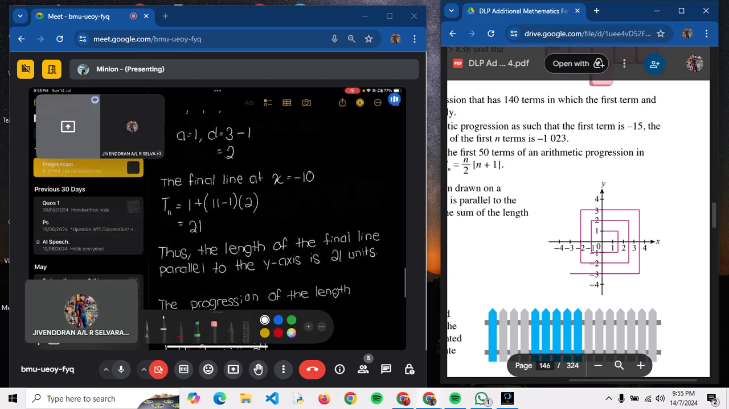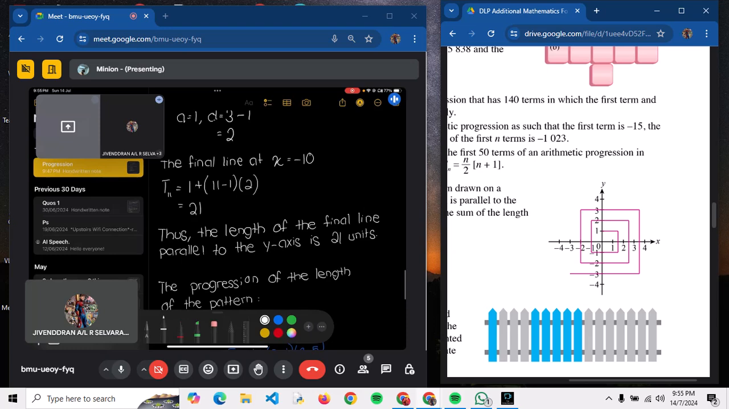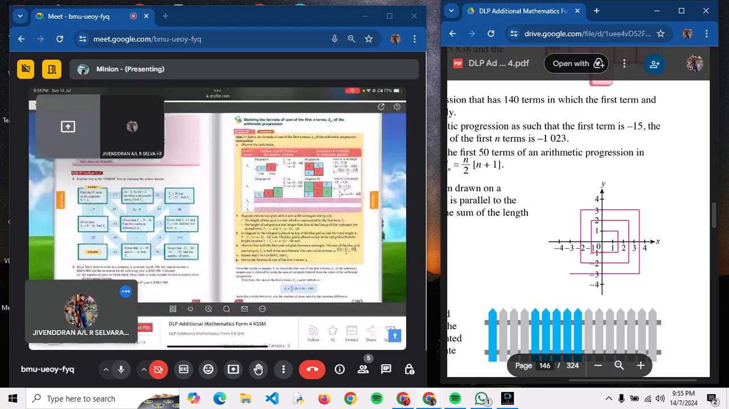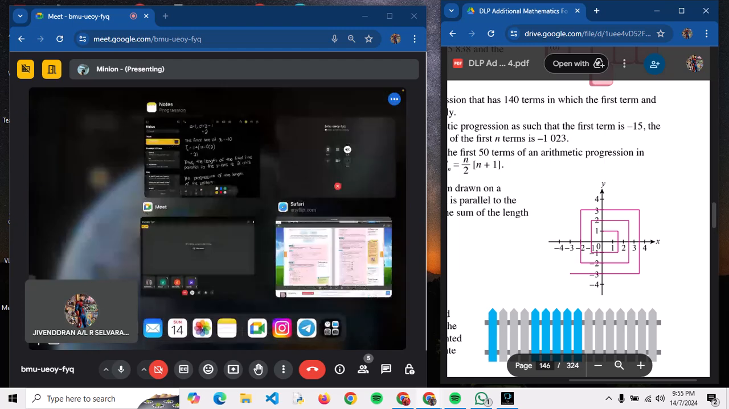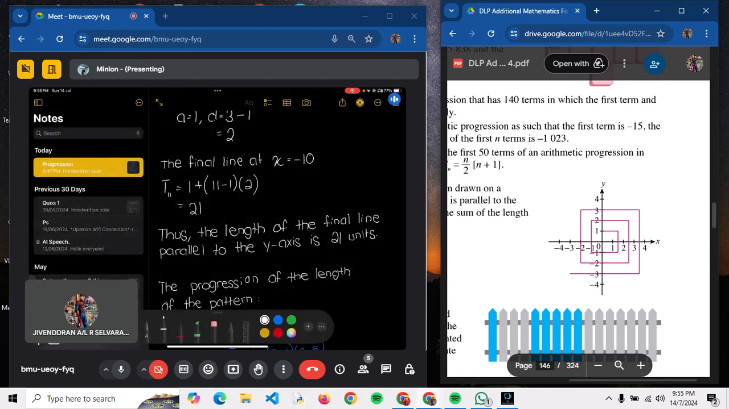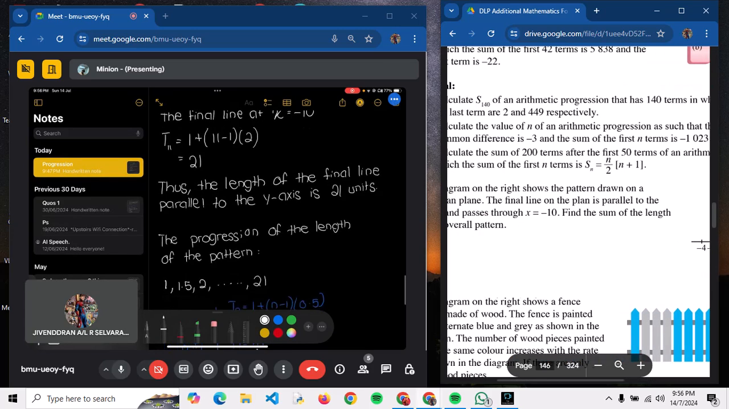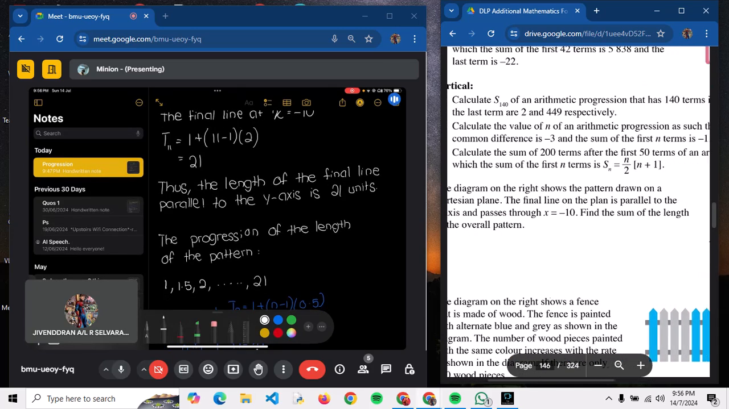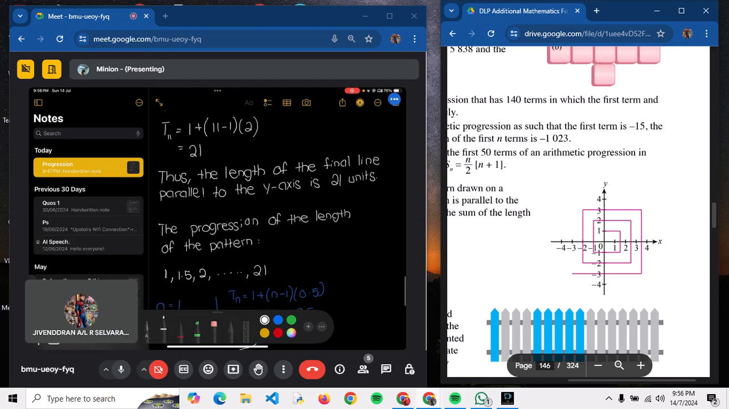Yes, because you see the TN formula, Tn equals a plus n minus 1 times d. So Tn is T11, which is 1 plus 11 minus 1 in bracket, times 2. So you get 21. Thus the length of the final line parallel to the y-axis is 21 units, because T11 is 21.